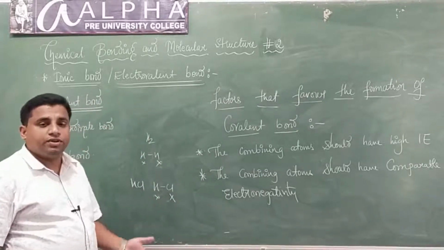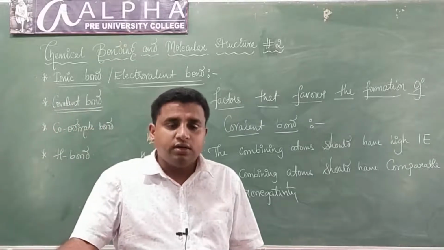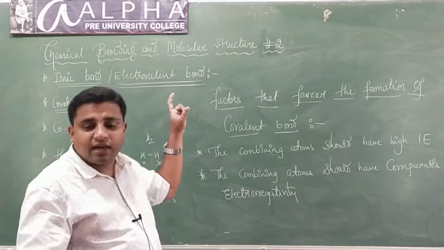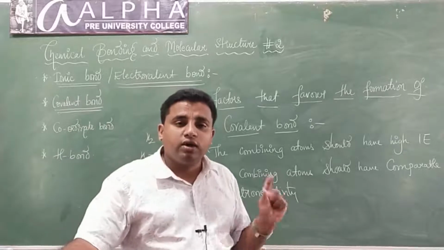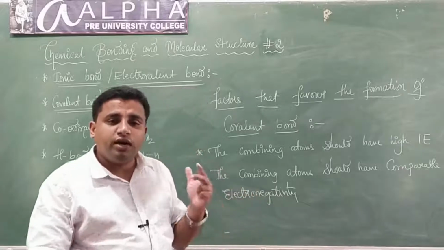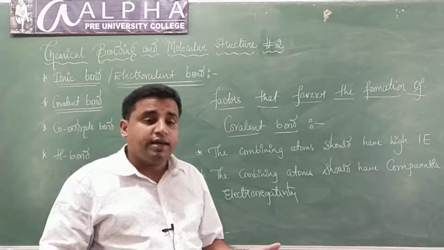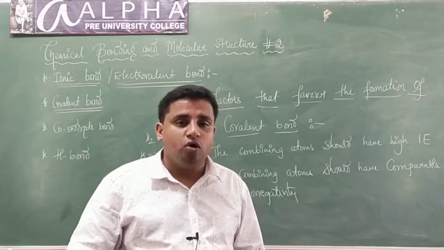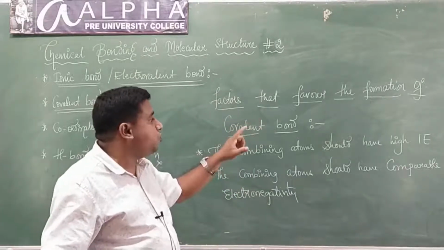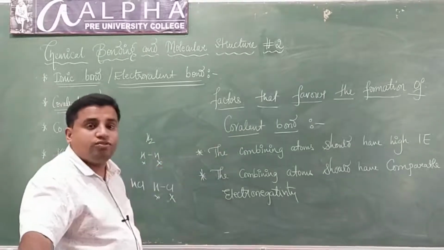In the previous video I started with the octet rule. We learned the limitations of the octet rule, what an ionic bond is, its characteristics, and the factors that favor the formation of an ionic bond. We also learned the characteristic features of a covalent bond, and we were talking about the factors that favor the formation of a covalent bond.